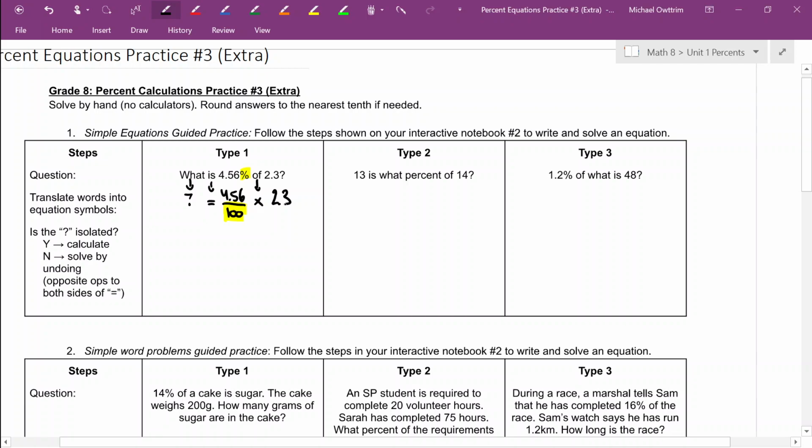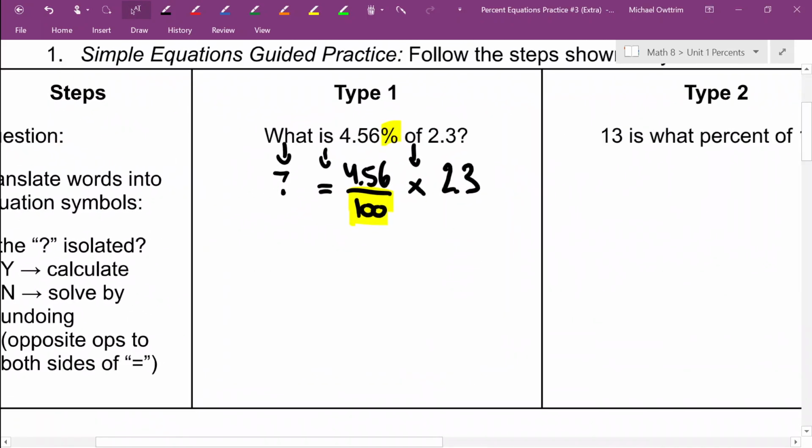Now, whenever I'm working with an equation, just like in grade 7, I have to ask myself, is my question mark isolated? When we say isolated, we say it's by itself on one side of the equal sign. So in grade 7, sometimes I draw this wall at the equal sign to emphasize what we mean by the left side of the wall and the right side of the wall. And when we look at our question mark, it is in fact the only thing on the left side of the wall. So yes, in this case, it is isolated.